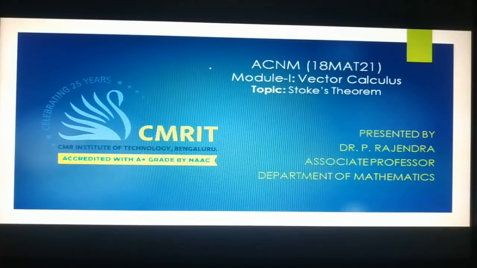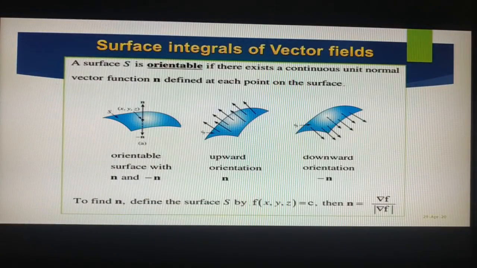In our previous lecture, we introduced Green's theorem and we verified Green's theorem with the help of some examples. Now in this lecture, we are going to learn about Stokes' theorem, which is the generalization of our Green's theorem. Let's start. Before giving the statement of Stokes' theorem, I want to introduce surface integrals in the vector field: how we are going to integrate, and what the orientation will be. That we will learn in these two slides.